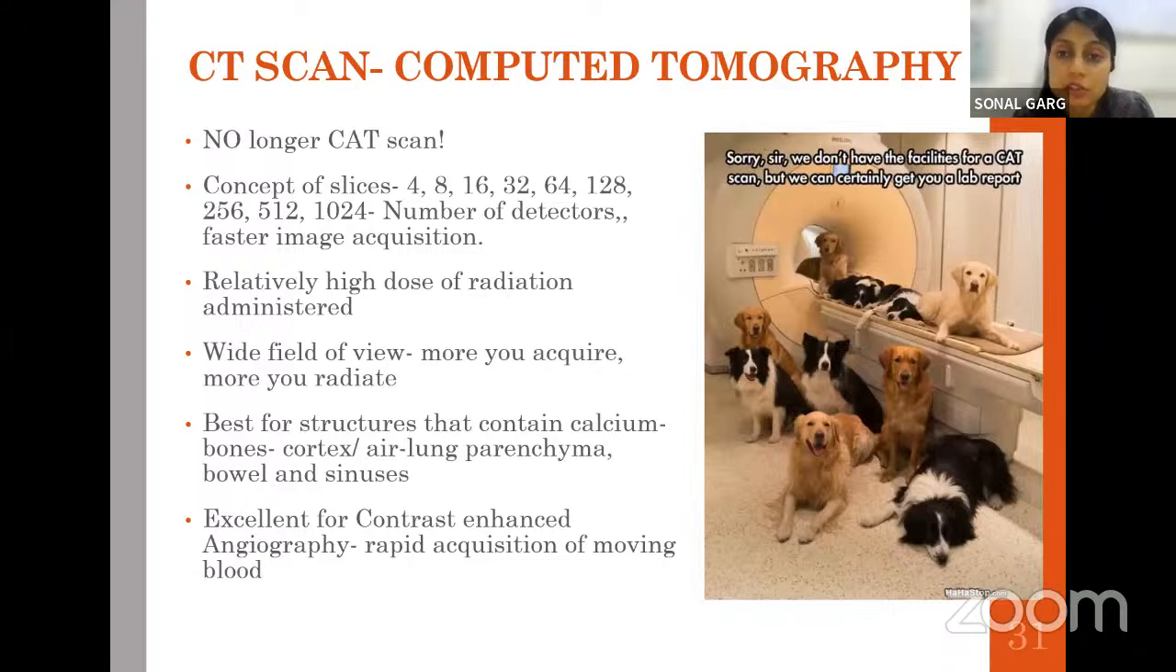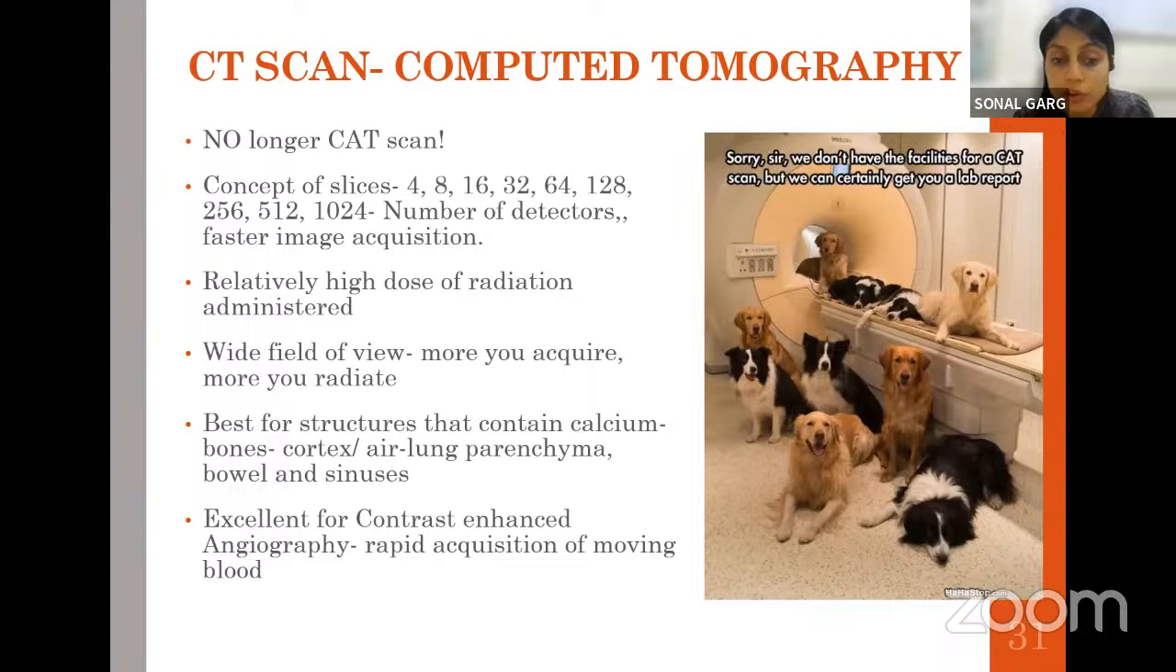Now, one of the biggest disadvantages of CT scan is that we are administering a relatively high dose of radiation. So it really needs to be carefully selected in children. But one of the advantages is that it has a very wide field of view. However, the more images you acquire, the more area you are going to subject to radiation. So again, image gently. Let's only image the area of interest and what is the information that we need to know. It is best for structures that contain calcium, such as bones, the cortex, and air, like what is seen in lung parenchyma, bowel, and sinuses.